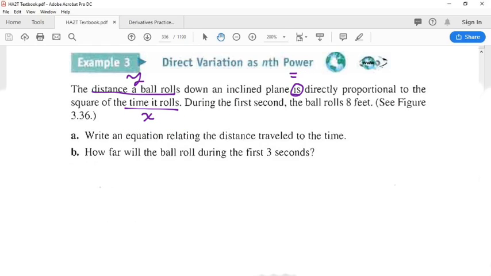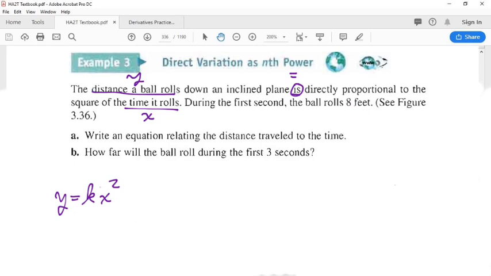So that means you're going to write your equation like this. Remember before it was just y equals kx. But it says it's directly proportional to the square of the time that it rolls. So we're going to square that and then make sense of the rest of our problem. The rest of it says during the first second, the ball rolls 8 feet. The first second, 8 feet.